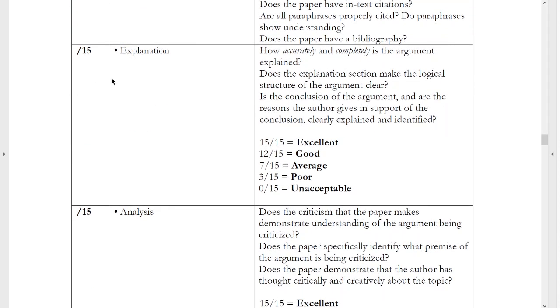Now, what I'll be looking for in the explanation and analysis sections, really I've already explained that, so my comments above would more or less suffice. But each of those is worth 15, and you can see how the grading breaks down, right? So excellent would get 15, good, average, poor, and unacceptable would go down from there.